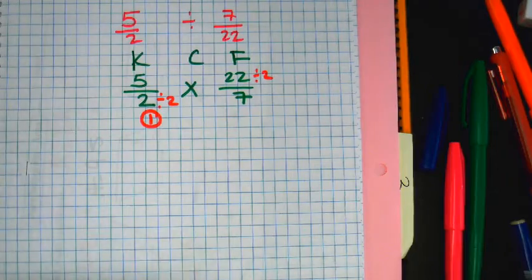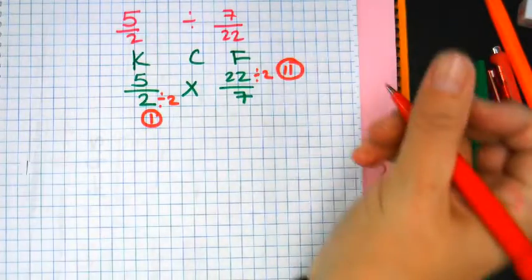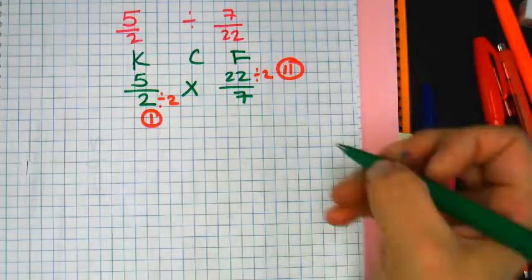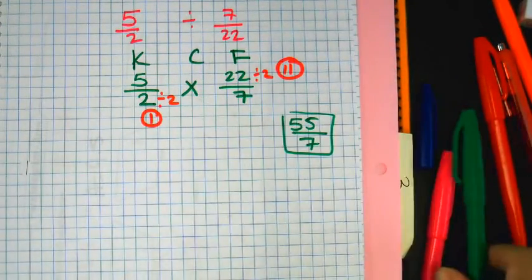Come back. 22 divided by 2? 11. And then what's our final answer? And we're gonna leave it like that. Okay? Leave it like that.